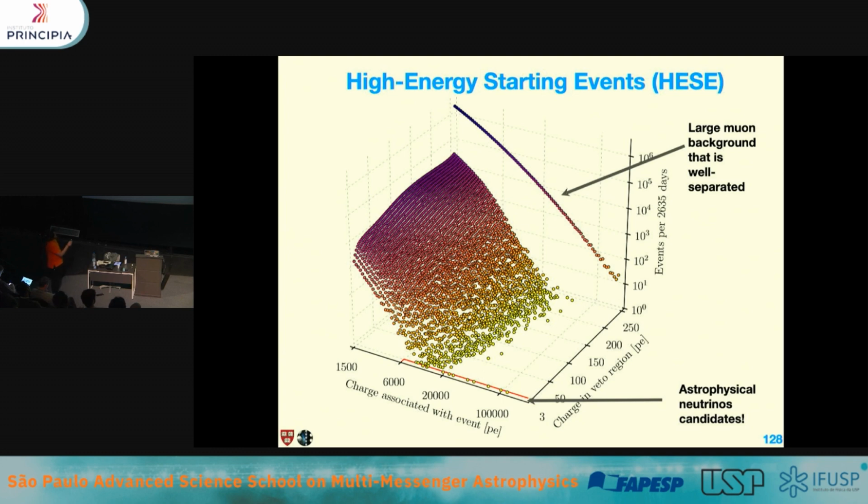You can see that there are all of these events that deposit large charge in my outer veto and have a distribution of energies. And then there are these events in this line here that sticks out. These are events that deposit no more than 3 photons in the outer layers of my detector, however they deposit tens of thousands of photons inside my detector. Those are the ones that we are looking for. You can see pictorially that this component is very different from these huge backgrounds, and those are going to be our astrophysical neutrinos.